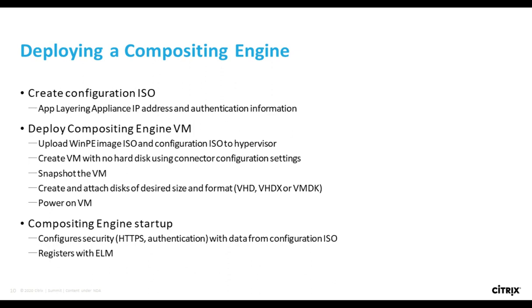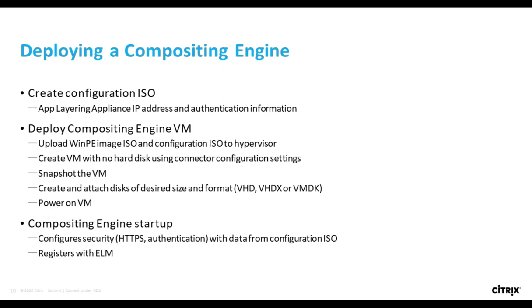What does it take to deploy a compositing engine? So the first thing that happens is the Elm appliance creates a configuration ISO, and that includes its own IP address so the compositing engine knows how to talk to the appliance, and authentication information to make it secure to talk between the two, right? Those are included in the ISO.